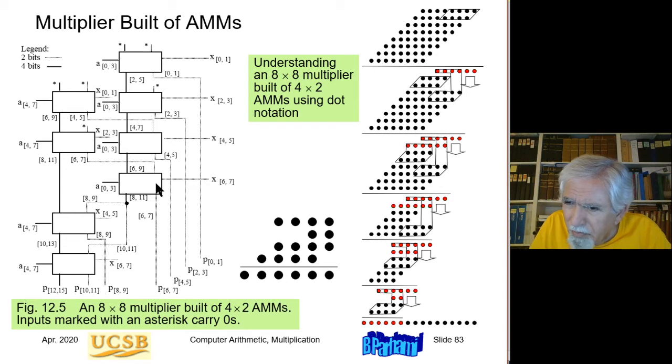Again, go further down. This corresponds to this additive multiply module over here. Go down. This box corresponds to this additive multiply module. And this final box corresponds to this one. And I have my 16-bit product.